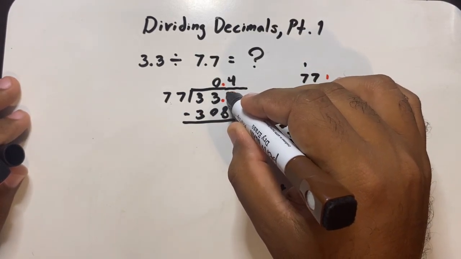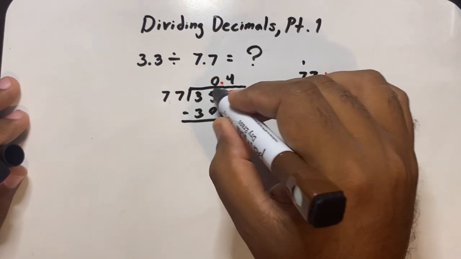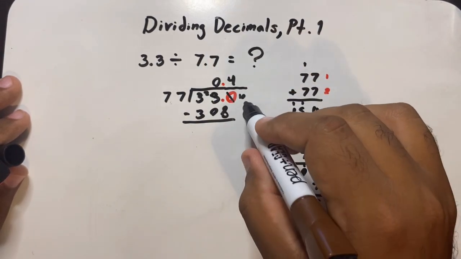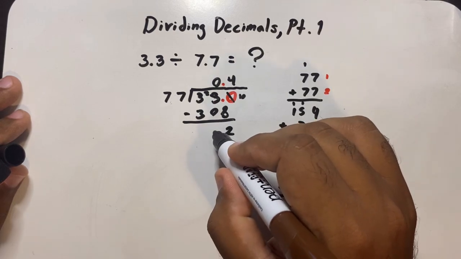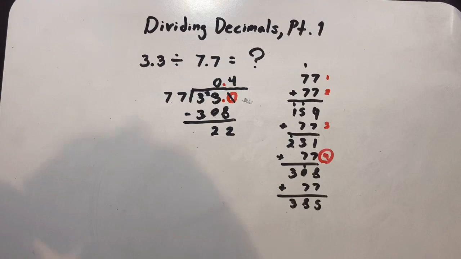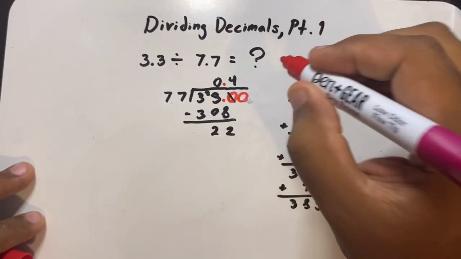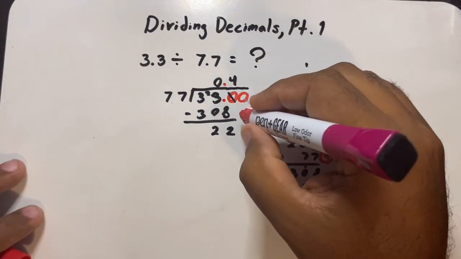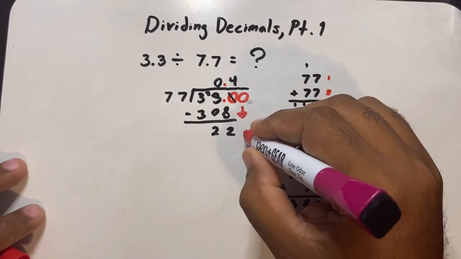This 0 becomes a 10 because we're borrowing from that 3, and this 3 becomes a 2. So now we have 10 minus 8, which is 2, 2 minus 0, which is 2, and then 3 minus 3 is 0. So we're going to leave that blank. Now we're not done yet because I'm going to add another 0 to the end of the second number. We're going to drop it down, and now this 22 becomes 220.